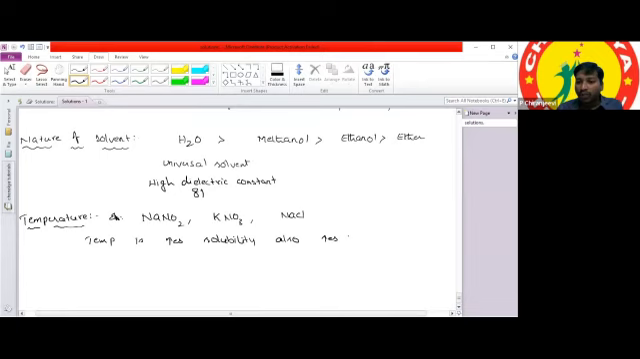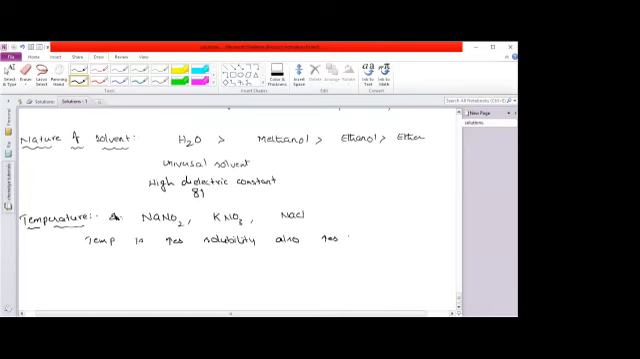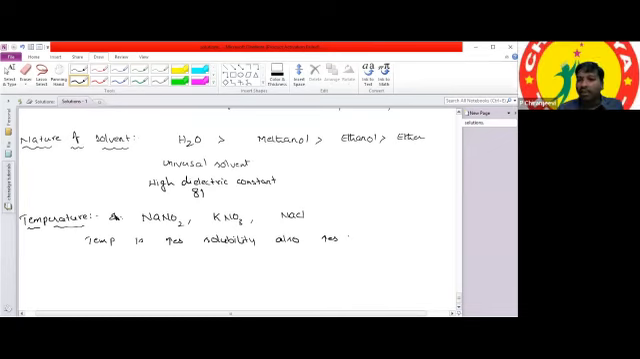In sugar syrup, which content will be more? Sugar, sir. Very good. Sugar content will be more, water content will be less. Okay, if sugar content is more and water content is less, that means if the solvent is less, how is the sugar going to be dissolved in the water?